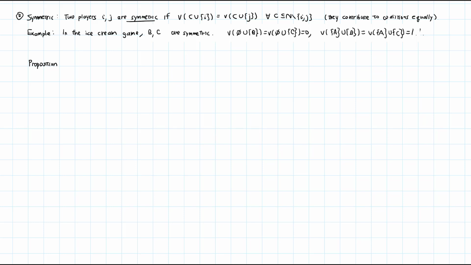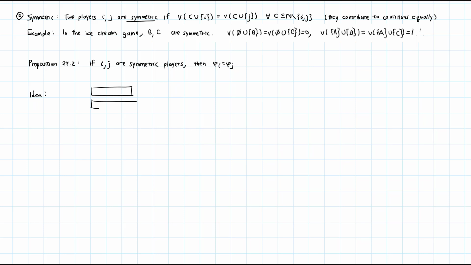This proposition states that if i and j are symmetric players, then the Shapley value of i is equal to the Shapley value of j. Even though this looks like an obvious fact, the proof is actually a little bit more involved, so we will give you an idea of how the proof works.